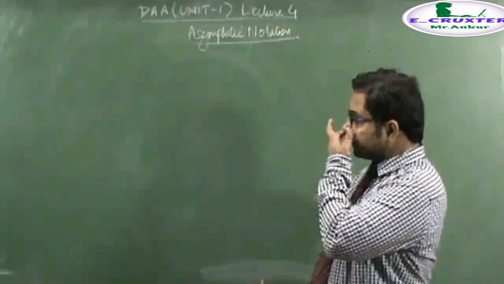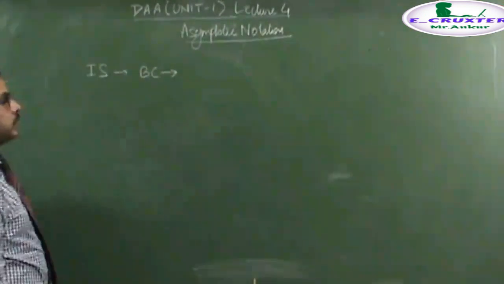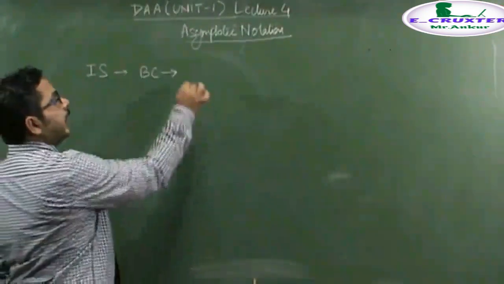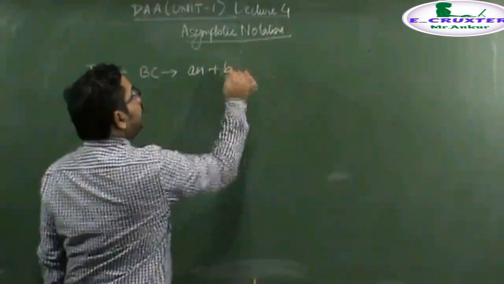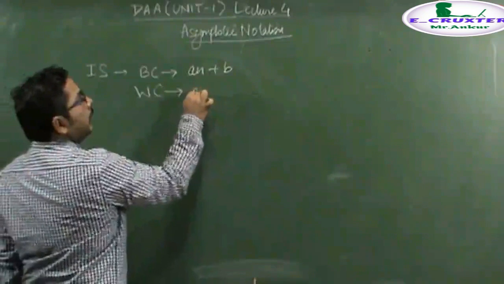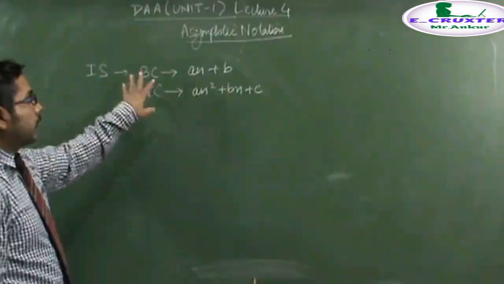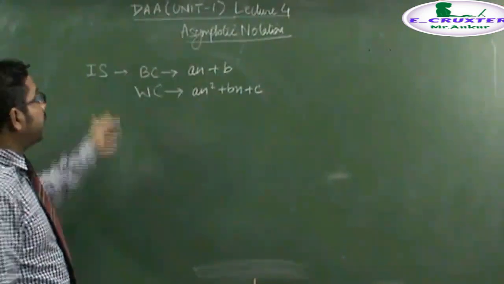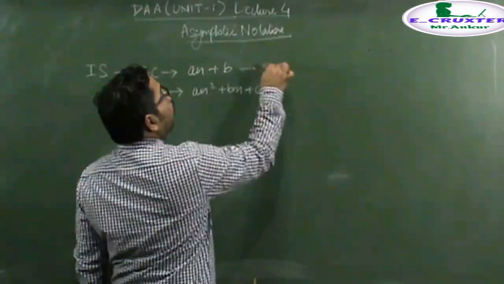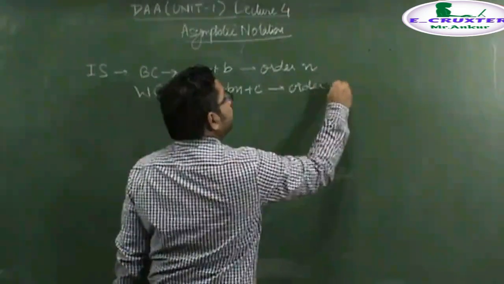Okay. Now earlier, when we discussed insertion sort, you noticed that when we analyzed it on the basis of best case, we get an equation an plus b. And when we analyzed it on the basis of worst case, we get the equation an square plus bn plus c. On the basis of that I told you that the order of growth of insertion sort in best case is of order n, and in the worst case it is of order n square.